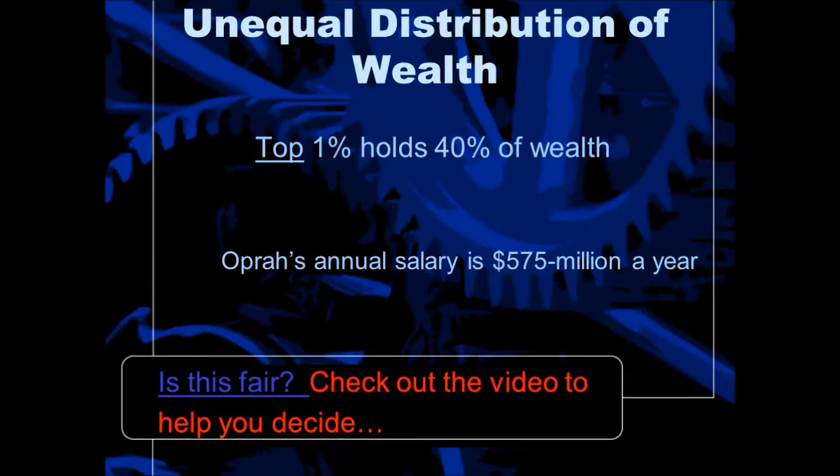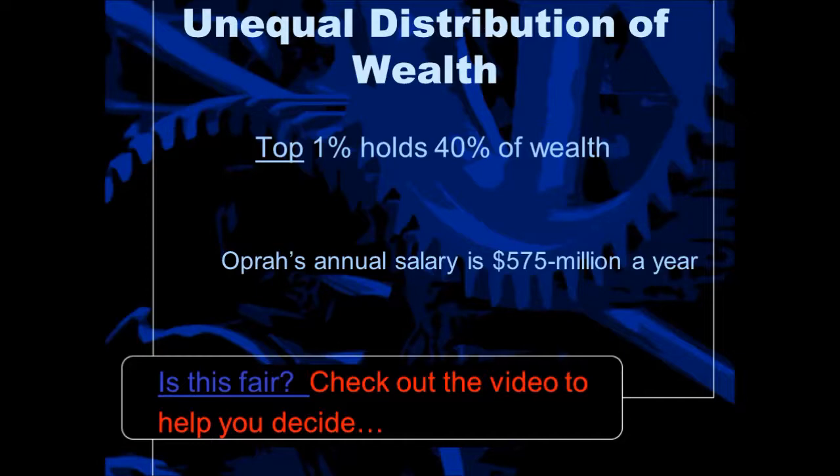So if you don't know it, this is what it's come to in America right now. The top 1% holds 40% of all the wealth in our nation. So 1% of the people in the United States has 40% of our wealth.